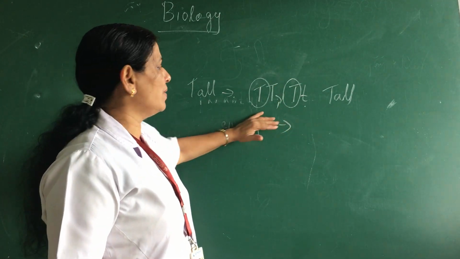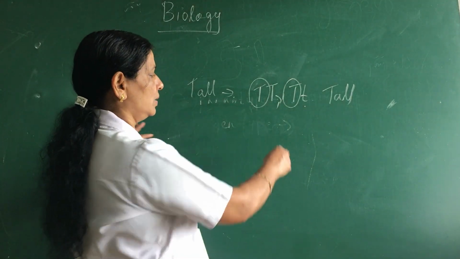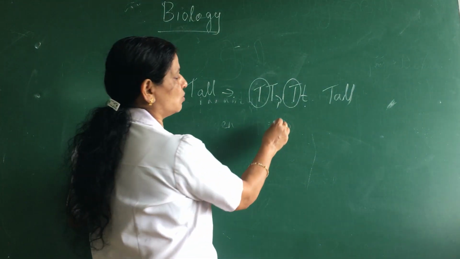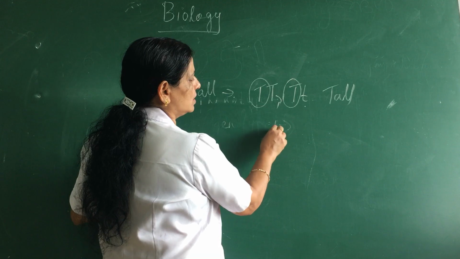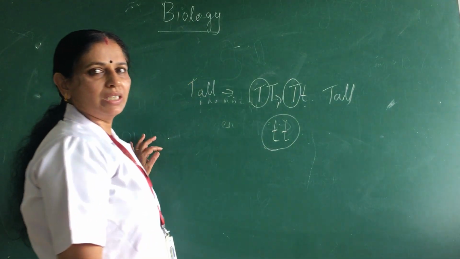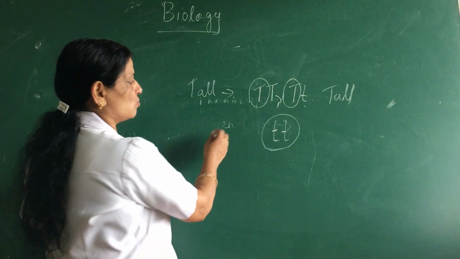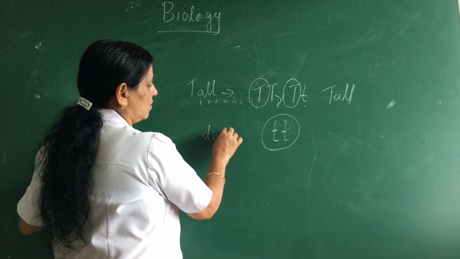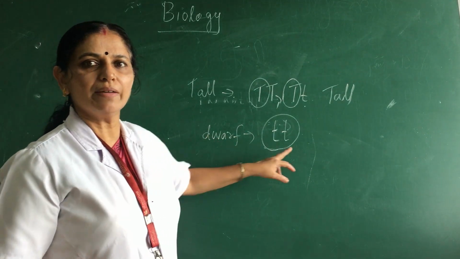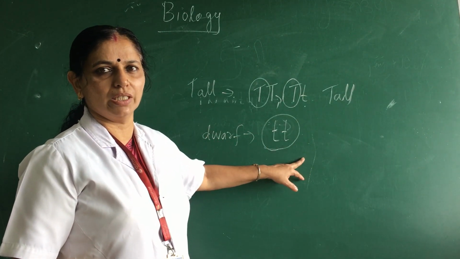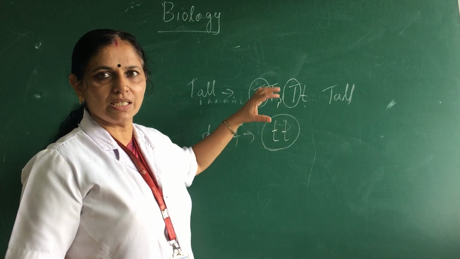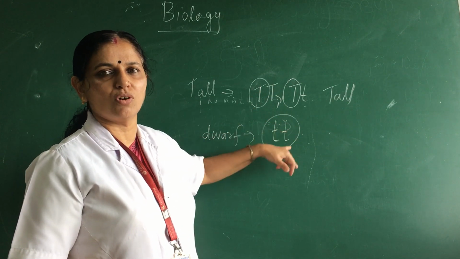You got it? The recessive genes are usually expressed by using small letters. Small t and small t, this is a recessive trait. What is the recessive trait? That is dwarf. But the recessive traits are expressed having the same type of gene. You got it? That is the small letters. We have to express the recessive trait by using small letters.